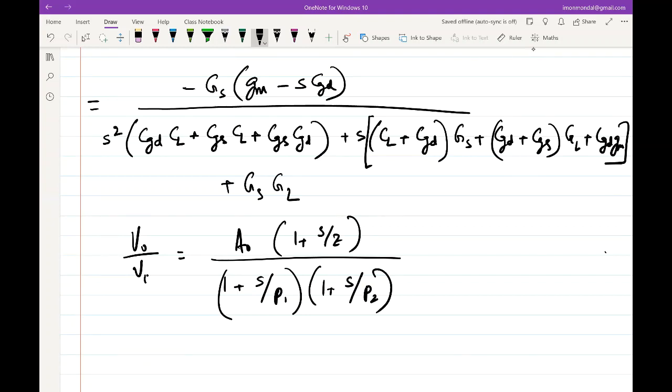Now we'll have to understand why we have the poles and why we have the zeros. Since the zero seems to be the simplest, looking at the expression, let's attack that first. So what is the zero frequency?